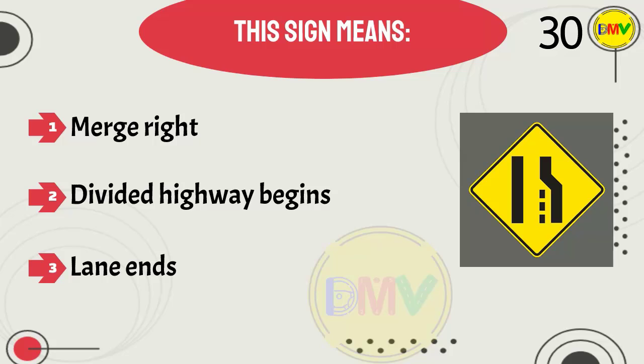Question 30. This sign means: 1. Merge right. 2. Divided highway begins. 3. Lane ends.